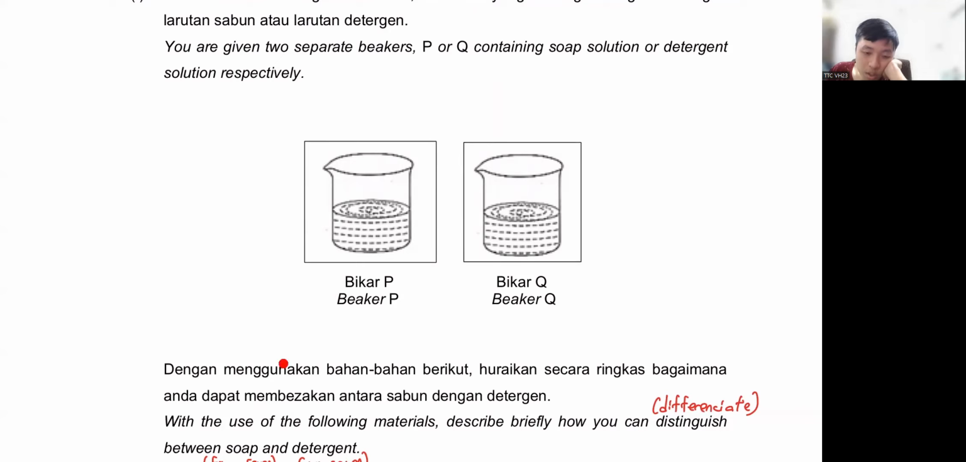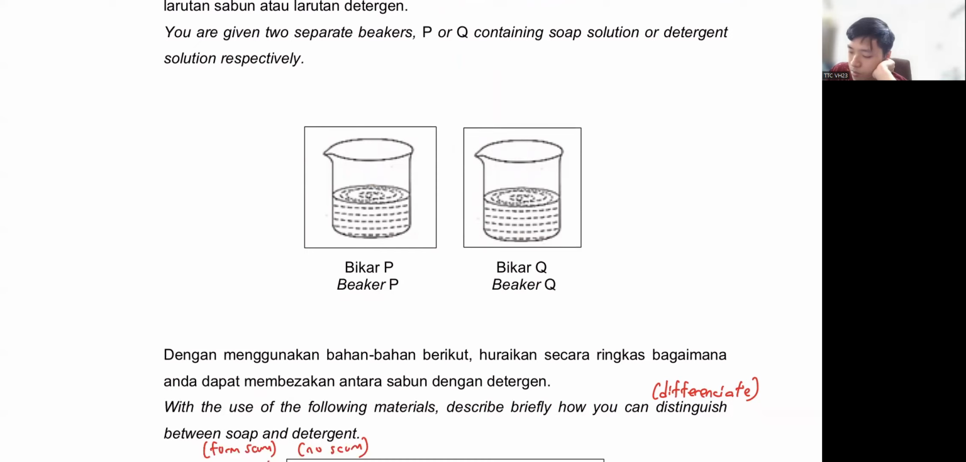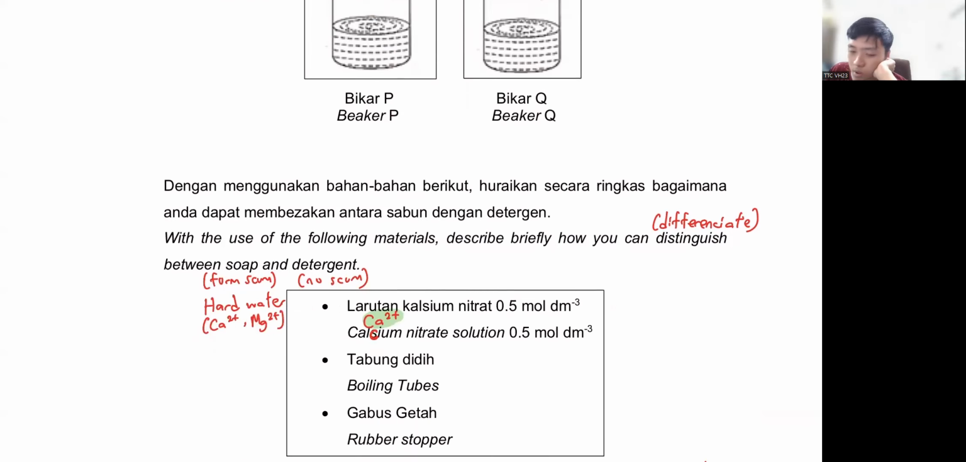We're using hard water. One will form scum, one will not form scum. Now, this is the material. Procedure, how do you differentiate? Calcium nitrate solution, boiling tubes, rubber stopper. Actually, calcium nitrate contains what ion? Calcium ion. As I mentioned, hard water contains calcium ion and magnesium ion. So basically what they do is very simple. They just pour inside beaker P, beaker Q.